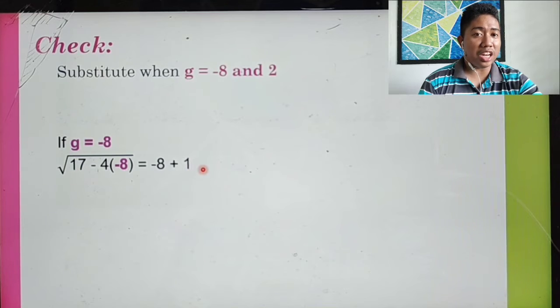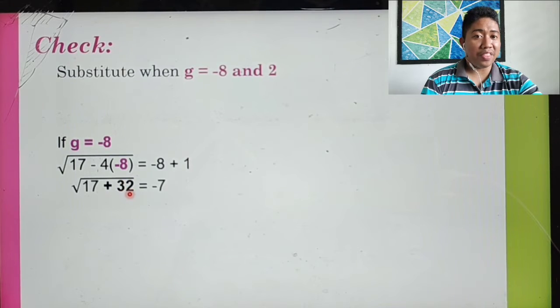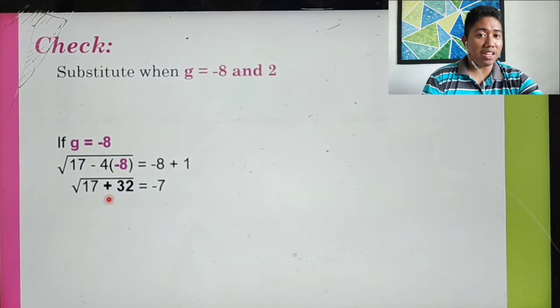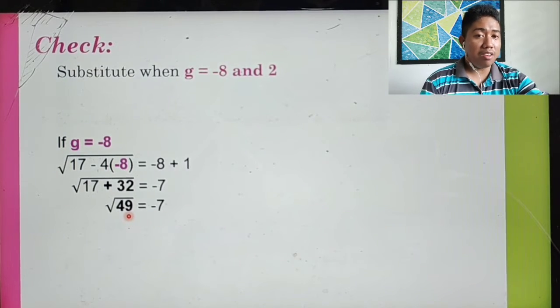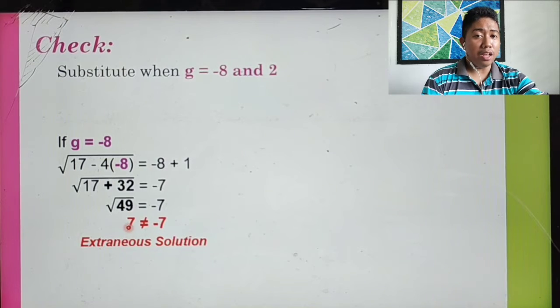So refer to the original equation. Then you will be able to simplify negative 4 times negative 8, so it becomes positive 32, since negative and negative becomes positive. So copy 17, so we get the square root of 17 plus 32 equal to negative 8 plus 1, so that is negative 7. After that, you simplify the square root of 49, which is equal to negative 7. So 7 is equal to negative 7?